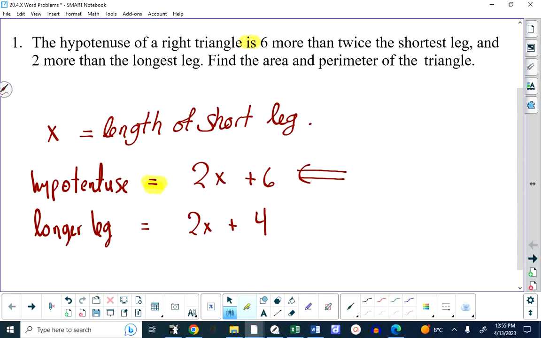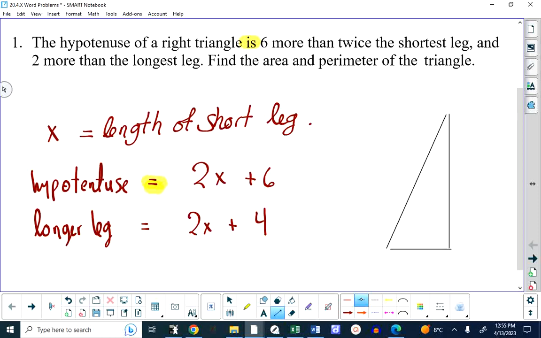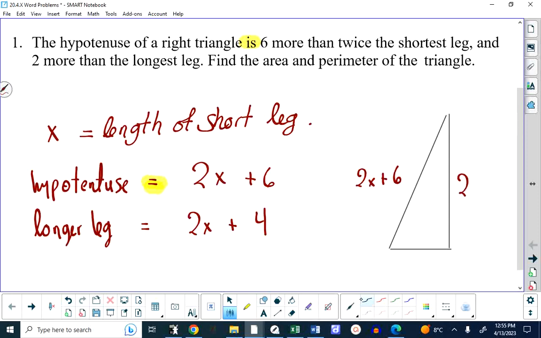So we have the following. We have a hypotenuse that's 2x plus 6. Let me draw a triangle here. Your triangle does not have to be perfect in terms of scaling because we don't know what x is. However, we do know, looking at this list of things that I've drawn, that the hypotenuse and the long leg are pretty close together. So this is the hypotenuse, 2x plus 6. The long leg is 2x plus 4. And the short leg is x. Pretty kind of straightforward problem here.